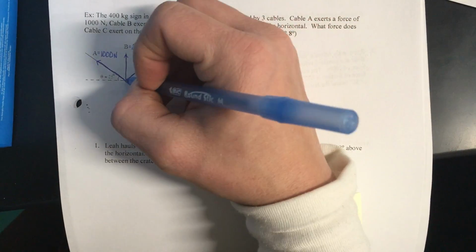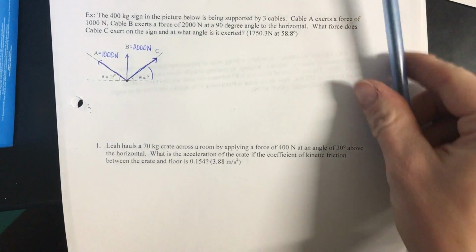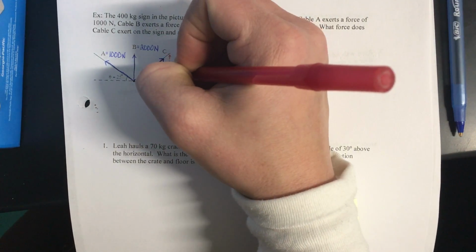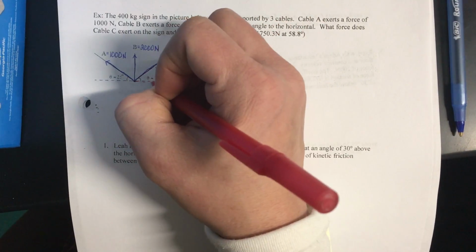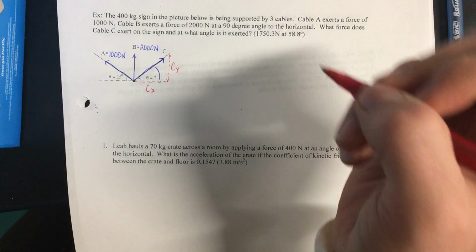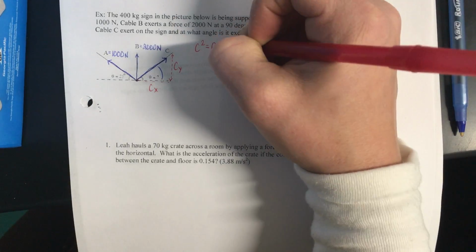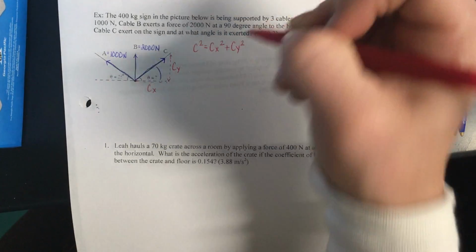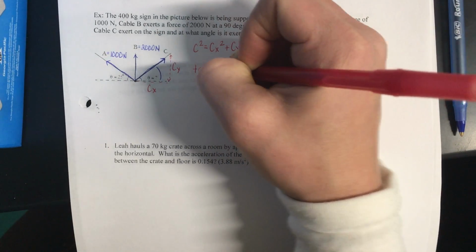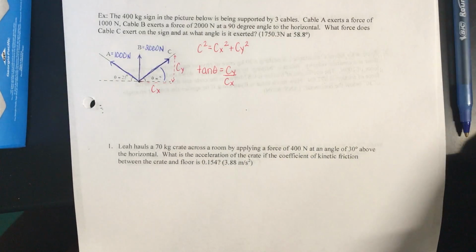Now, anytime you don't know both the magnitude and the angle, what you need to be thinking is that you're going to use Pythagorean theorem to find the resultant. So we need to know Cy and we need to know Cx so that we can use Pythagorean to find C. And if we do that, we can then use tangent to find the angle, opposite over adjacent.